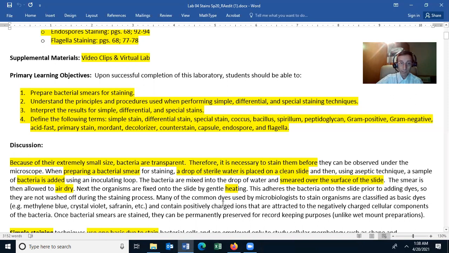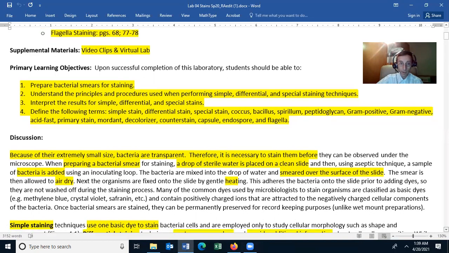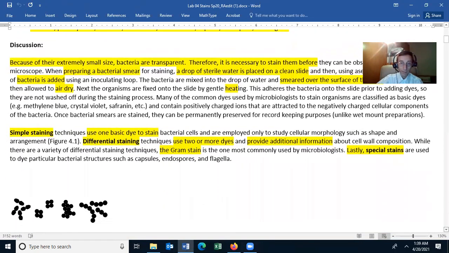Because of their extremely small size, bacteria are almost transparent when we look at them under the microscope. Therefore, it's necessary to stain them before you can observe them and really see them well. You do need to make a bacterial smear generally for all staining procedures.